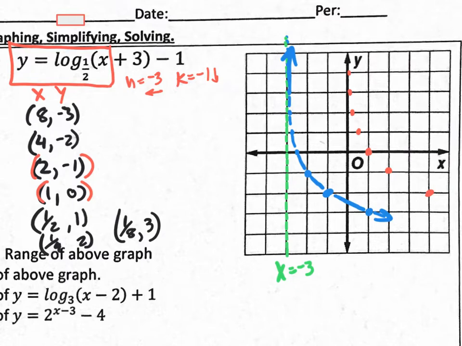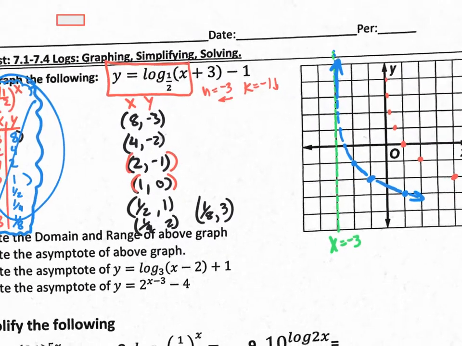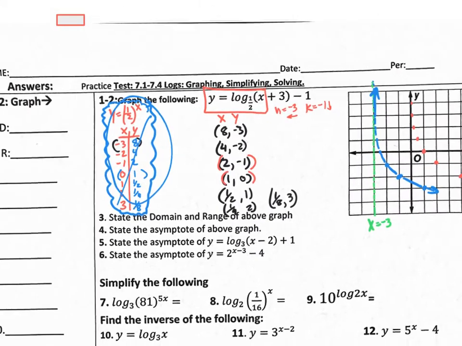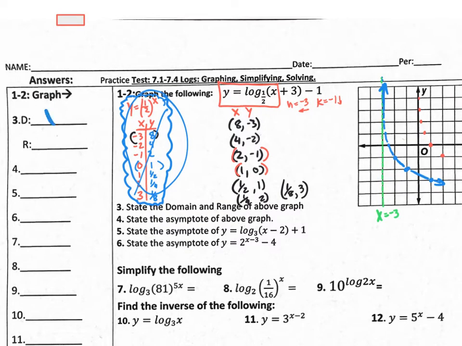The next question is, state the domain and range of the above graph. Well, this blue graph going this way looks like it's approaching a certain x value, and it never gets to the x value of the asymptote. So we know that this entire blue graph is on the right side of x equals negative 3. That means that it's greater than negative 3, and that's exactly the domain of that logarithmic function. So let's go over here and put the domain: x is greater than negative 3.